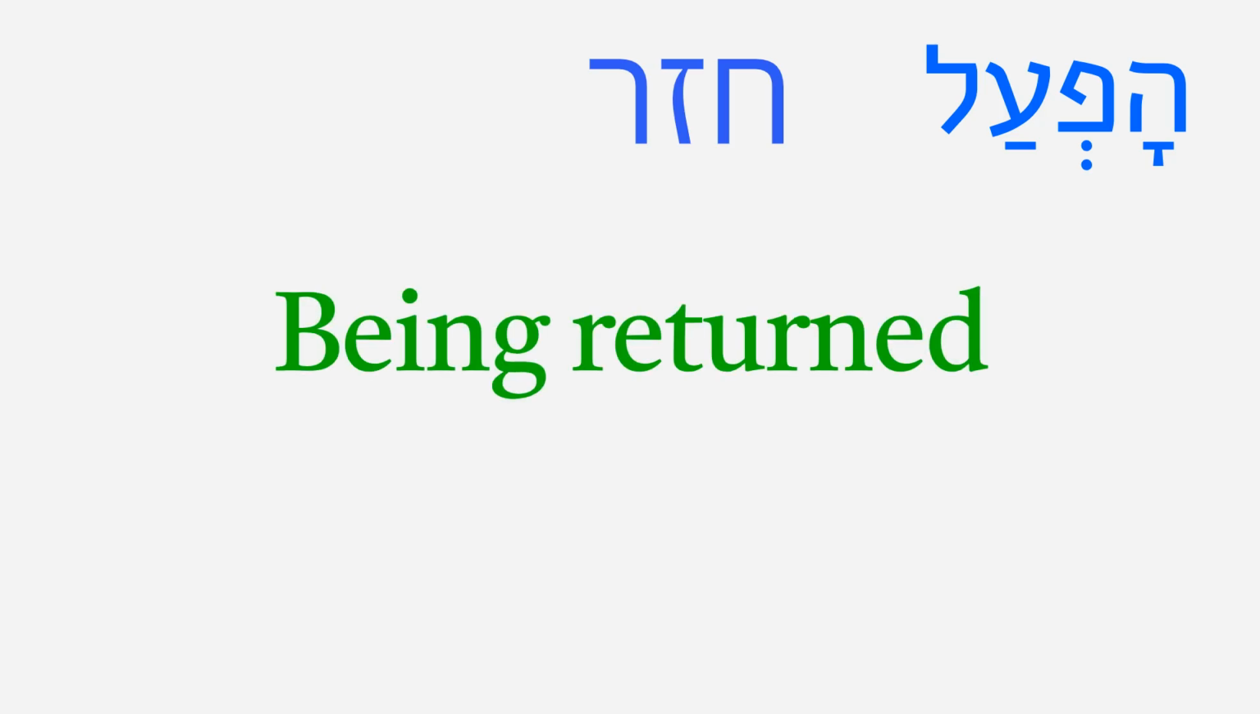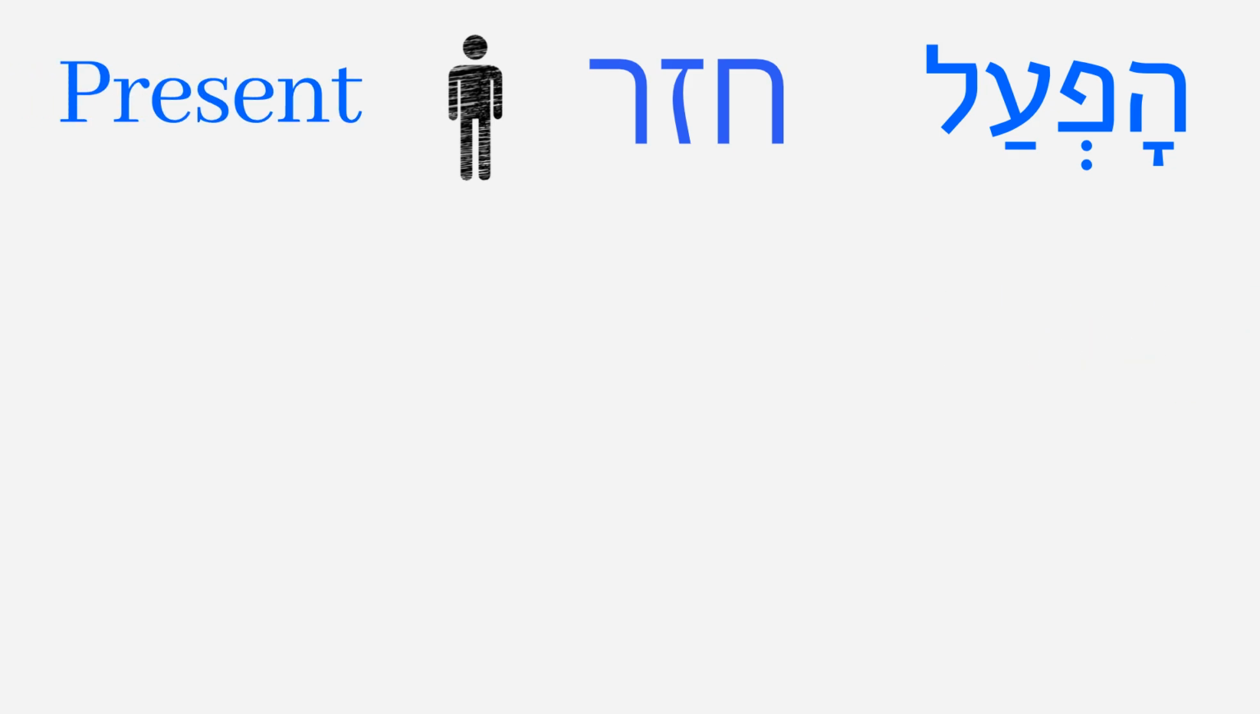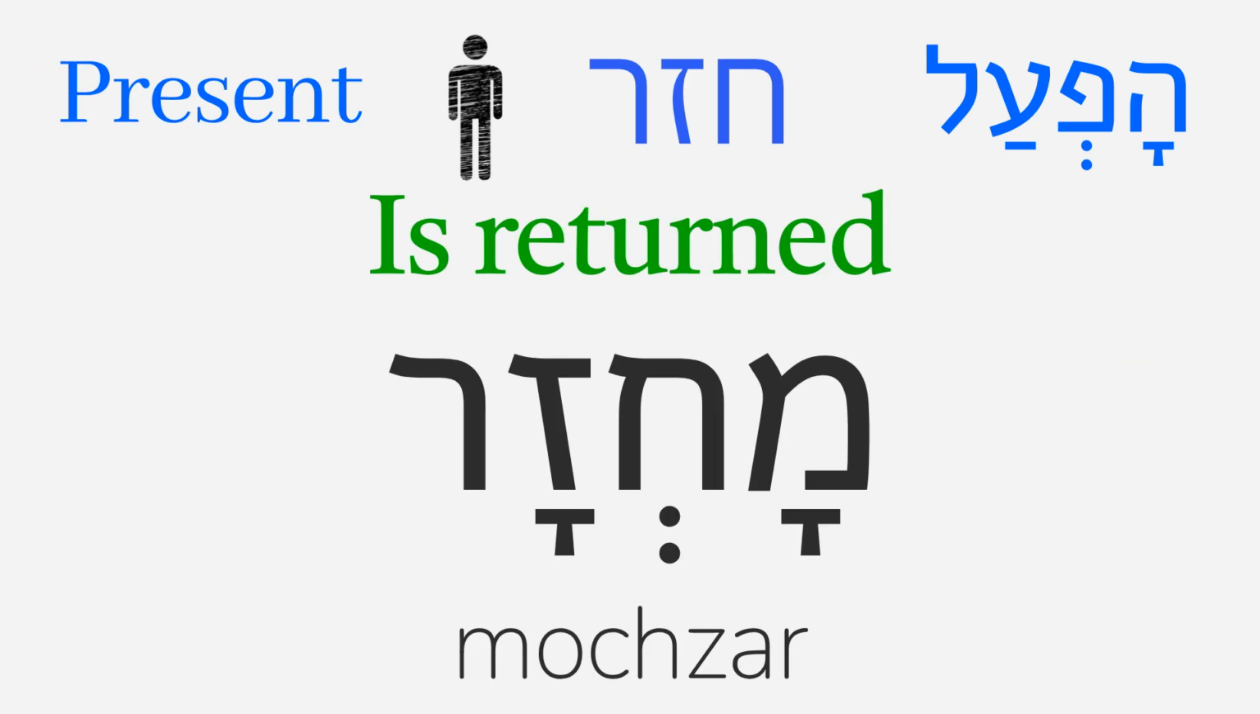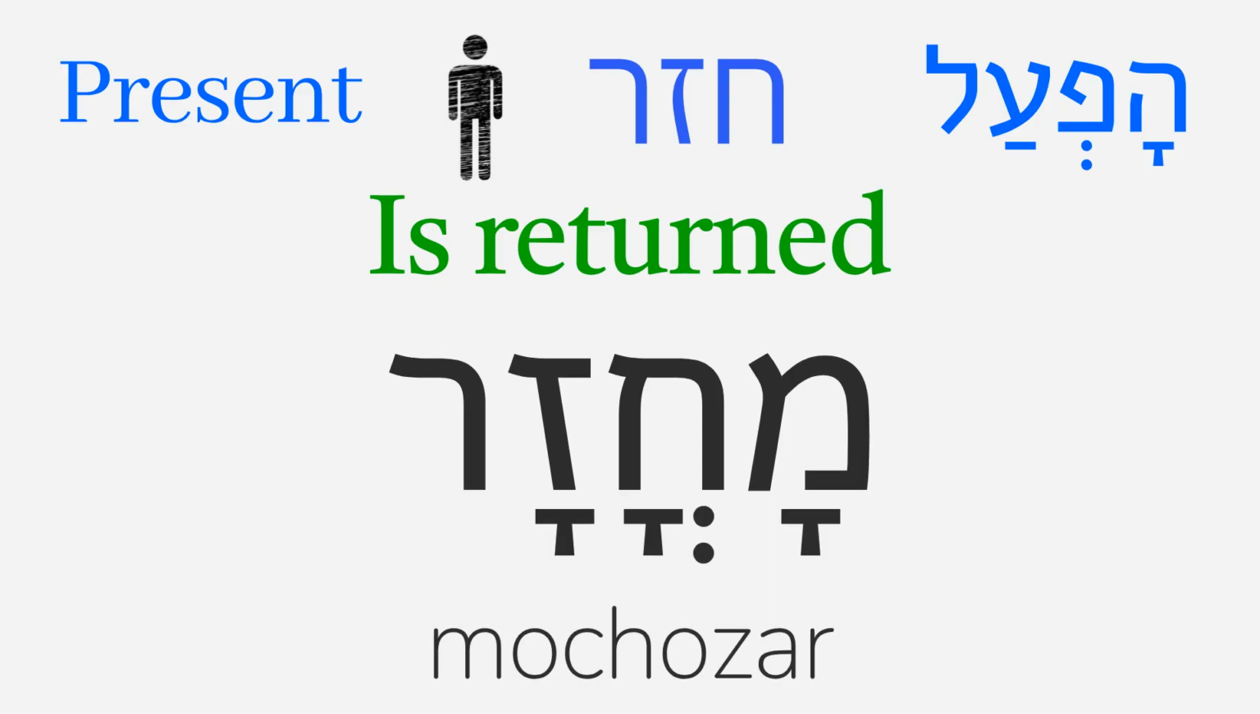With roots that begin with chet or hey, we have two options in the Hophal, because in these verbs, these letters can have a shva or a shva with another vowel. The root chet zayin resh has a meaning of returning something in the Hiphil, so in the Hophal, it has a meaning of being returned. The masculine singular form of the present tense of this root can be regular: muchzar, is returned. However, it's also correct to form it with a kamatz shva on that first root letter chet: muchzar, is returned in masculine singular form.